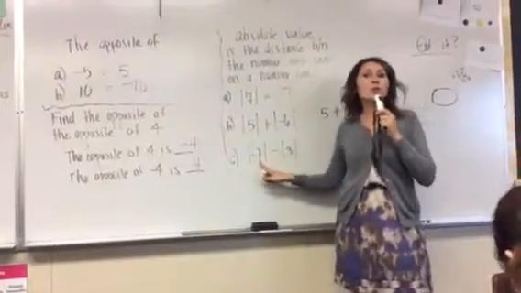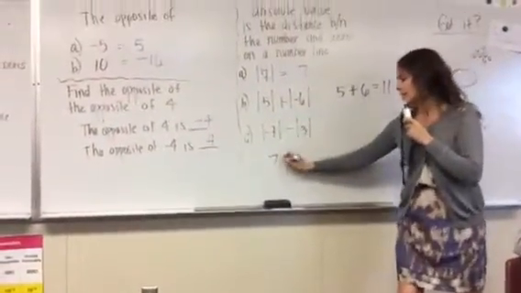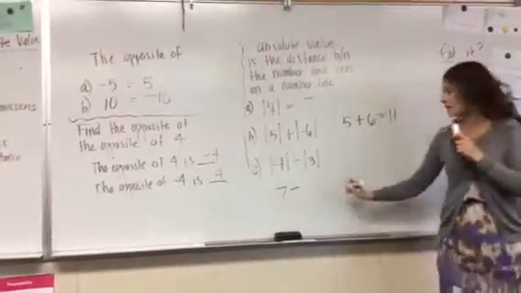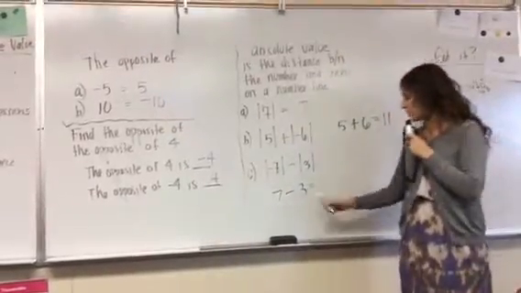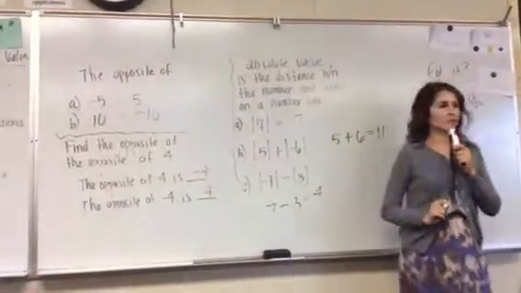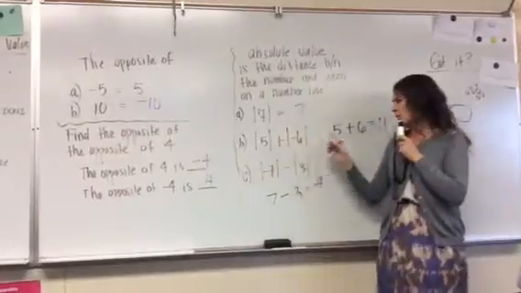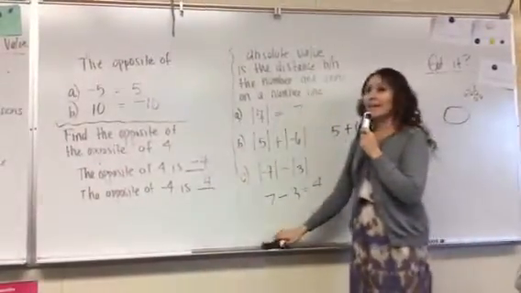What is the absolute value of -7? 7. Bring down that sign. What's the absolute value of 3? 3. Oh my goodness, I'm doing this stuff that I did in kindergarten. 7 minus 3? 4. That's my answer. Miss Munoz, is the absolute value always going to be positive? Yes. Always going to be positive.